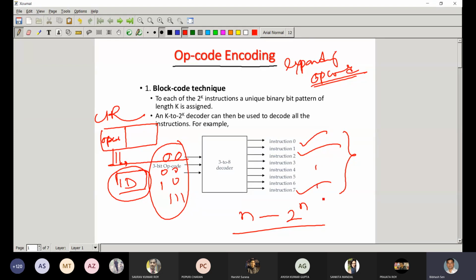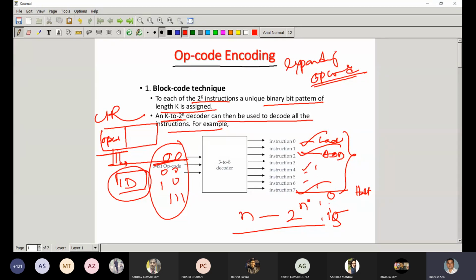If it is 4 bit, it will go up to 15, like this. Maybe 000 is a load operation, maybe 001 is an add operation, maybe 111 is a halt instruction. It happens. Am I clear? So to each of the 2^k instructions, a unique binary pattern of length k is assigned. That is the opcode bits. Now a k to 2^k decoder can be used to decode all the instructions, so that any one of the instruction signals will be activated.